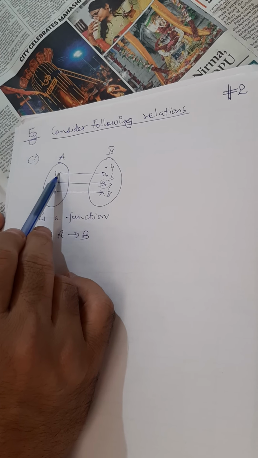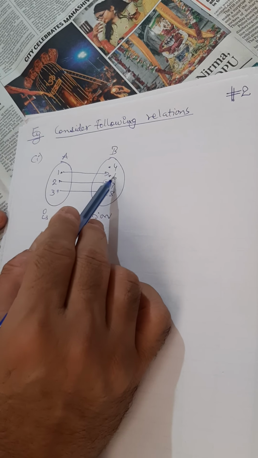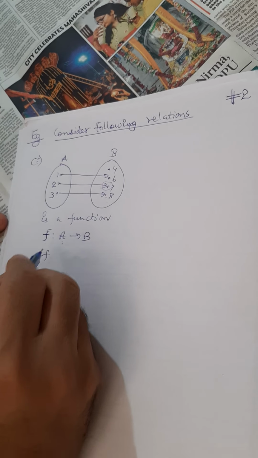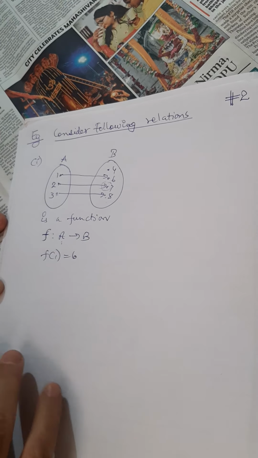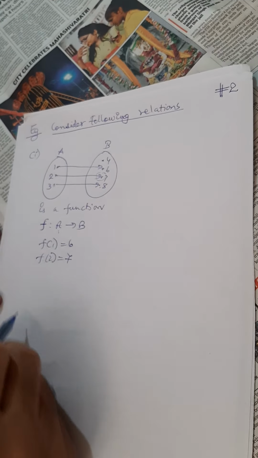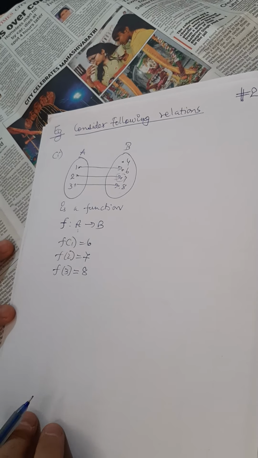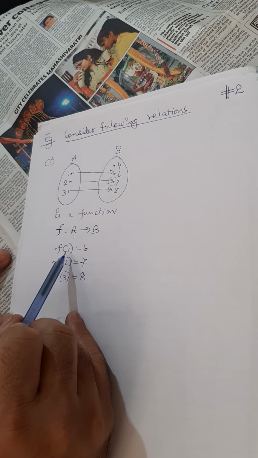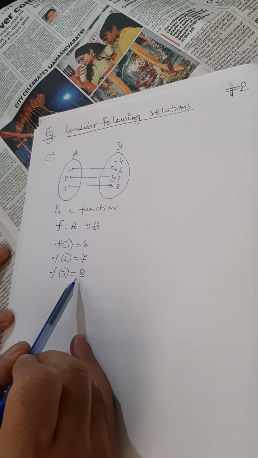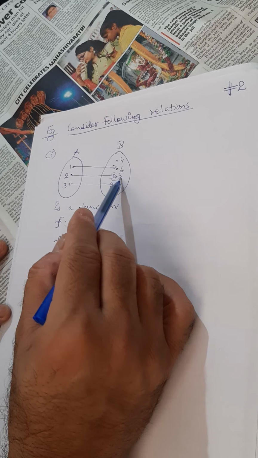Here domain is A. This is a domain, 1, 2, 3 members. Codomain has 4, 6, 7, 8 members. So as I explained, the 1 connected with 6, so I can write f of 1 equals 6. 2 connected with 7, so f of 2 equals 7. 3 connected with 8, so f of 3 equals 8. In another language, I can say that image of 1 is 6, image of 2 is 7, and image of 3 is 8. So these 3 members come from codomain, 6, 7, and 8, remember.